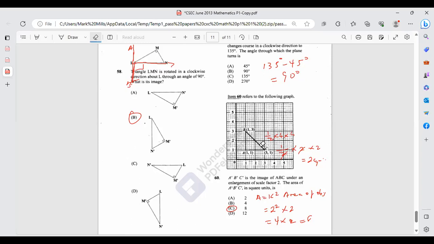Yes, sir. So for now, yes, sir. So when we go to the formula, it is K squared times the area of the object. Your K is 2, so 2 squared times the area of this triangle, which is 2. 2 squared will give me 4. 4 times 2 gives you 8.